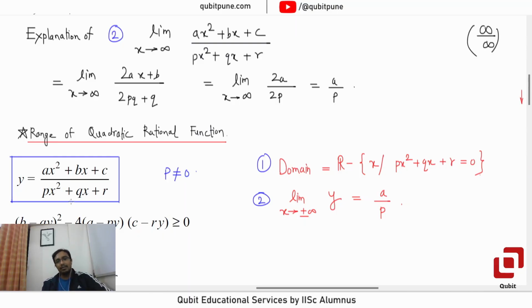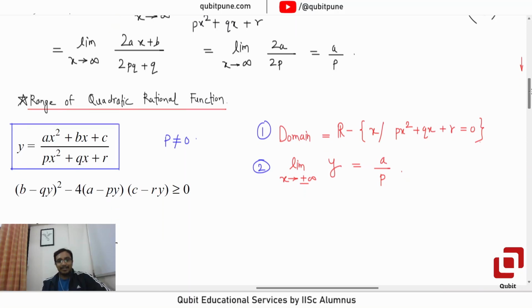Later on we will see using Desmos that irrespective of the values of b and c and q and r, the limit will always be y equal to a upon p. So this line is often called an asymptote because the distance between the curve and the line goes on decreasing. But we will see what that is. Fine.